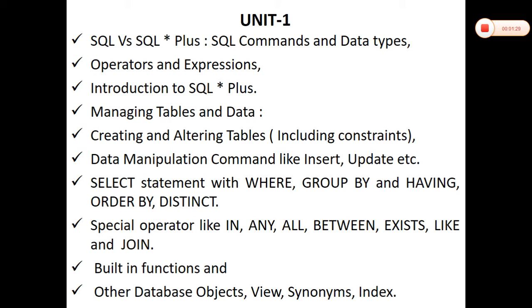Special operators like in, any, all, between, exists, like, and join. Built-in functions and other database objects: views, index, synonyms.